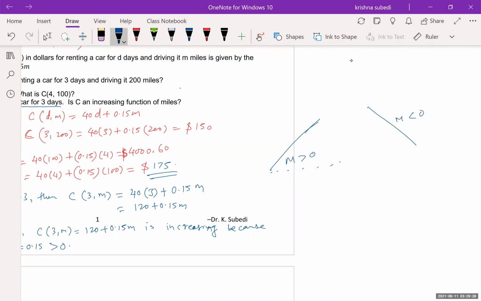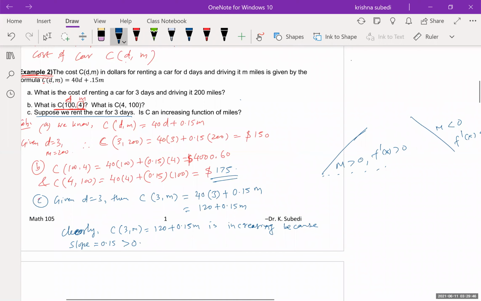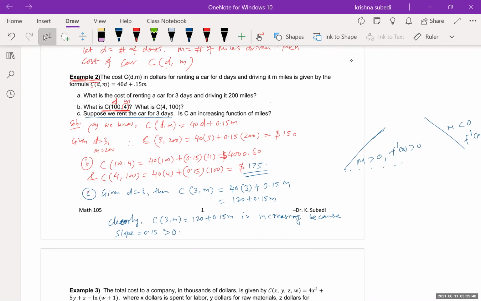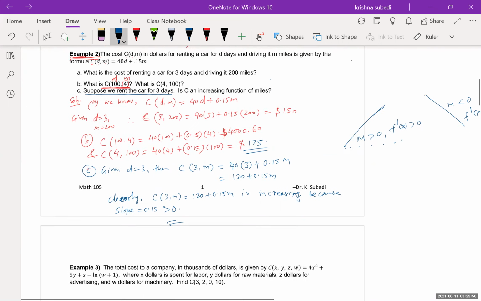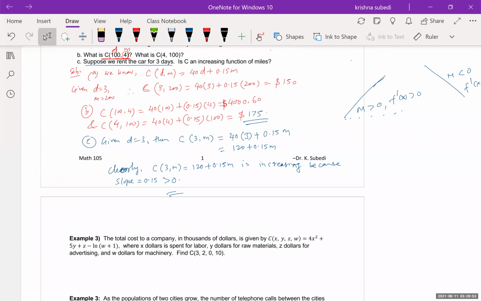And in calculus 1, you learn that when the slope is positive, it means the derivative is positive, and when the slope is negative, the derivative is negative. When the derivative is positive, increasing; derivative negative, decreasing. That's what we discussed in calculus 1. Any questions so far?